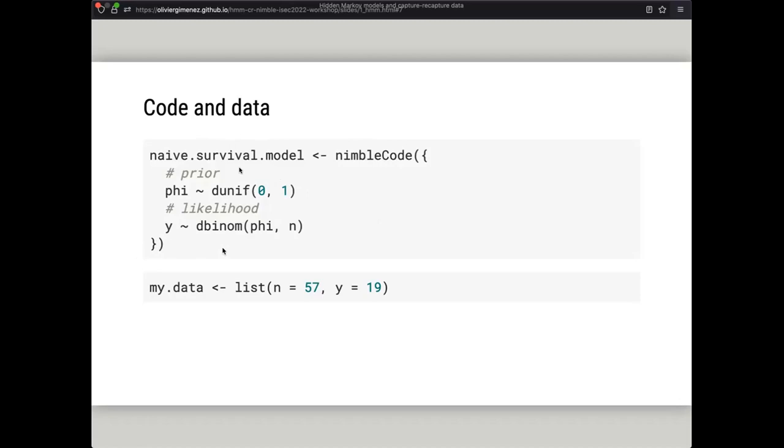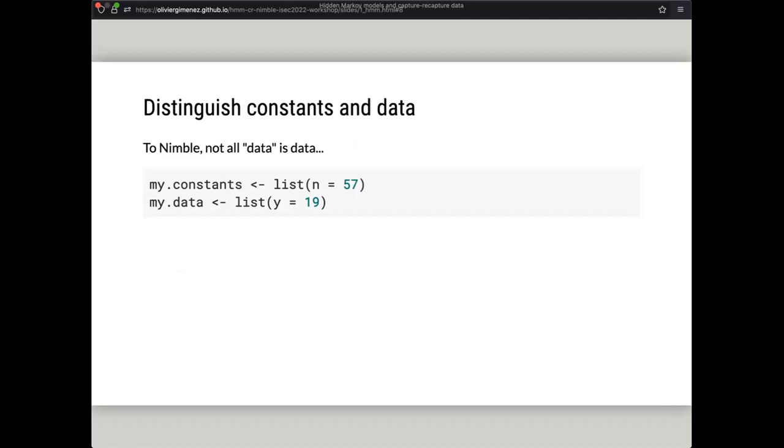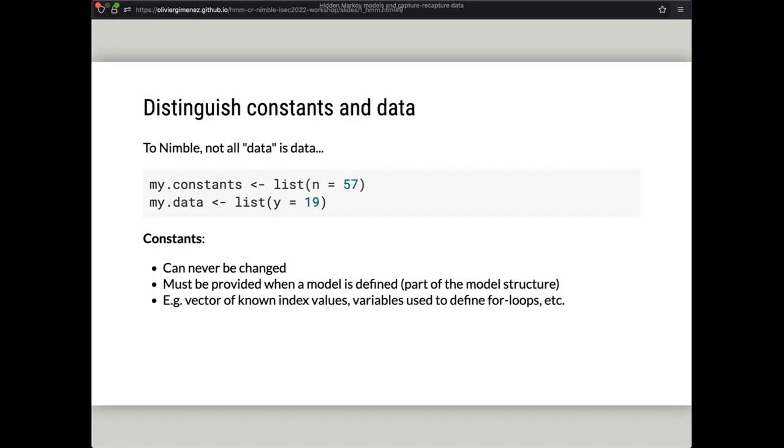And then you need to plug in the data, number of released individuals and number of survivors. And then I use y again. Okay, in Nimble, you'll need to distinguish constants and data because to Nimble, not all data is data. So you'll learn about that during the workshop. At the beginning, it's a bit disturbing, but you'll see that it's very useful actually to make the distinction between the two. So here we say, okay, the constants are the number of released individuals and the data are the number of survivors. So typically constants can never be changed. They must be provided when the model is defined. Okay, it's part of the model structure.